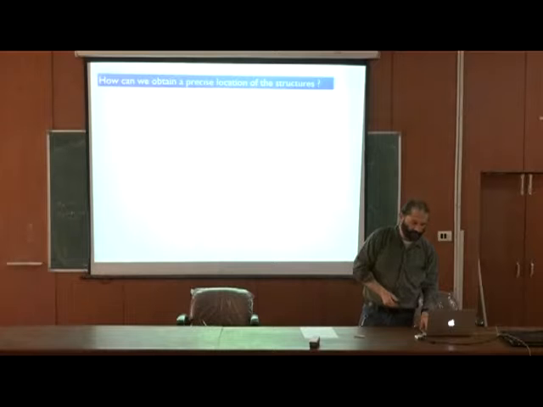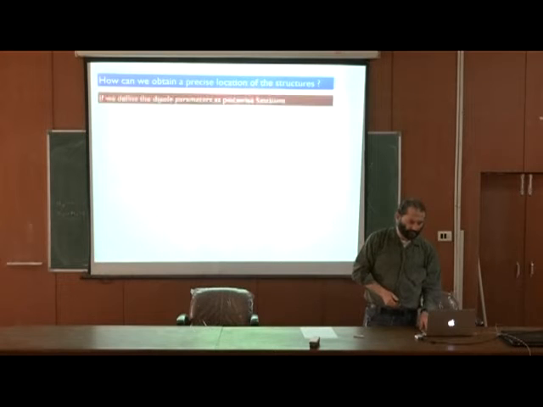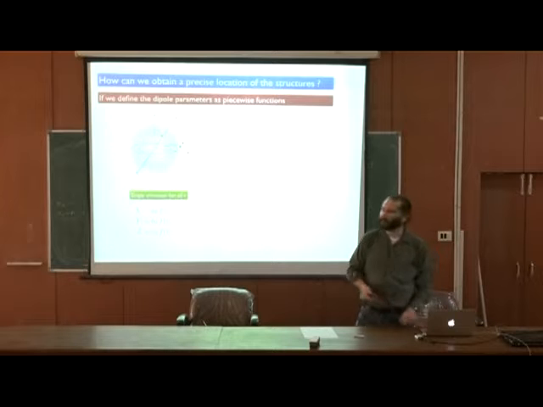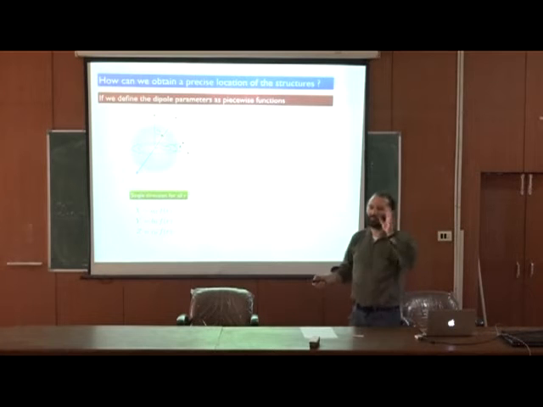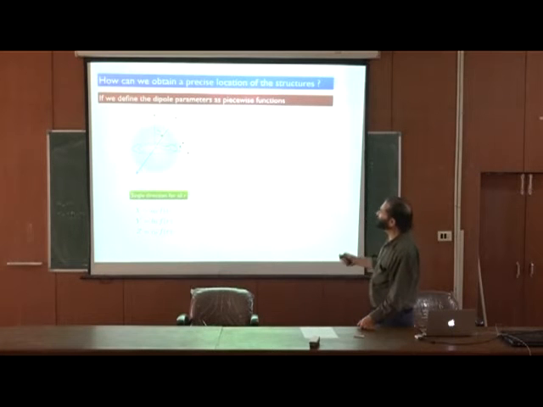How can we obtain a precise location of the structures? We define the dipole parameters as piecewise functions. See? This is an axial dipole. Very simple, right? Here, what we would know is that the structures would be located here, right? This is what people do, axial symmetry. In axial symmetry, the functions are defined in this way. So there is a single direction for all the spheres, and structures will be located in this direction.